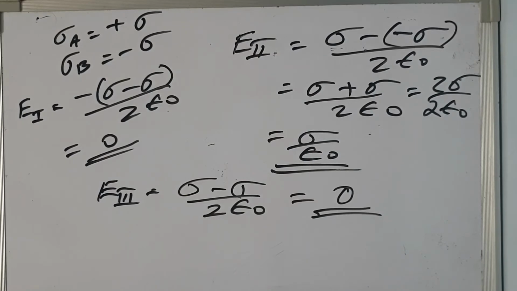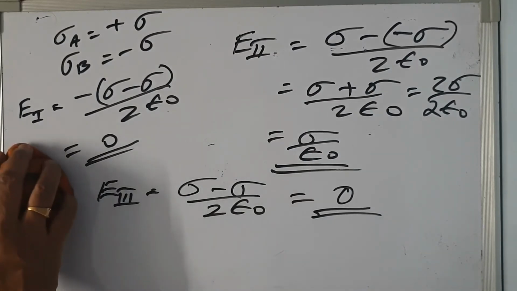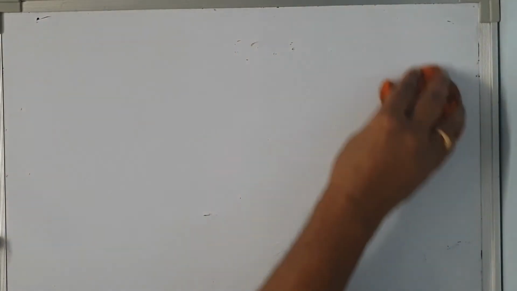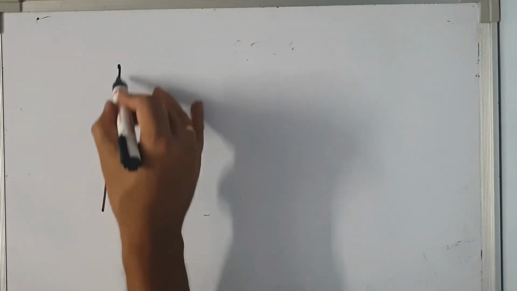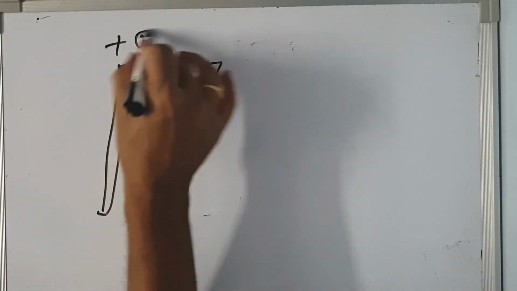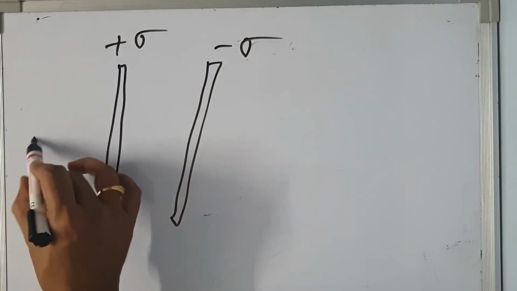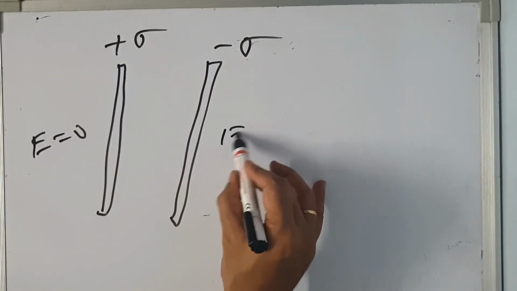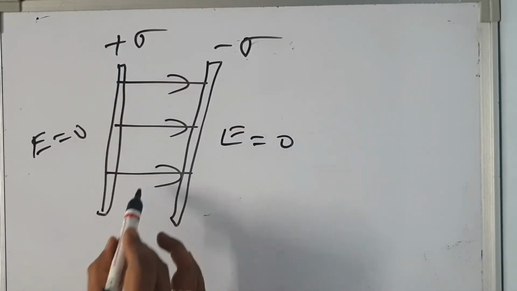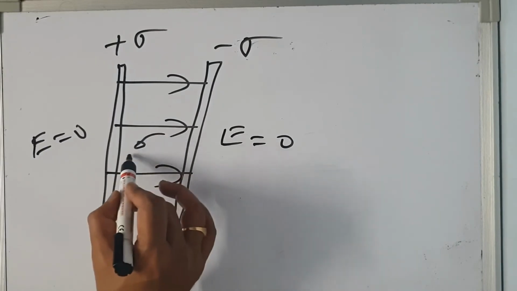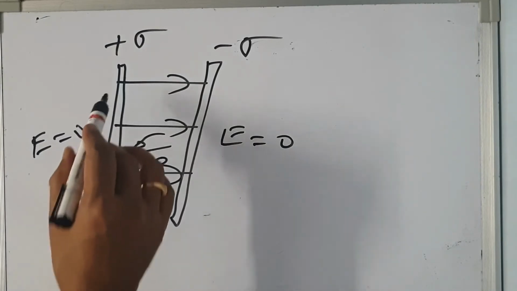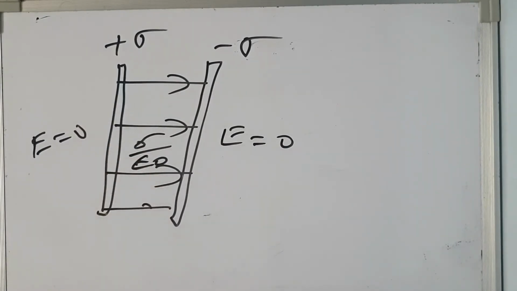Now, let us go ahead. So you have learnt that if this plate is having plus sigma and this is having minus sigma, here the electric field intensity is 0, here also it is 0, and from the positive to the negative plate you have a uniform electric field given by sigma upon epsilon naught, where sigma is the surface charge density of each plate.